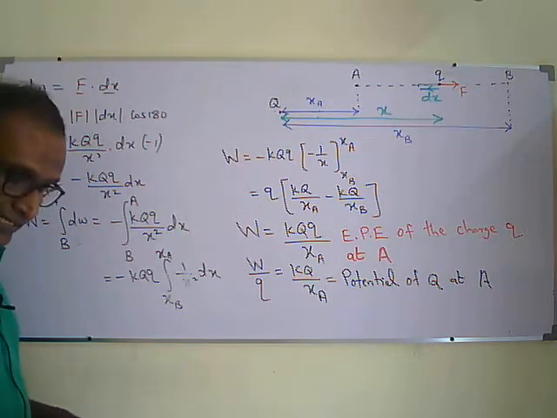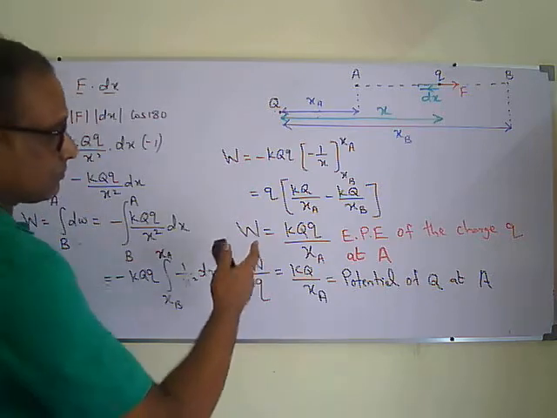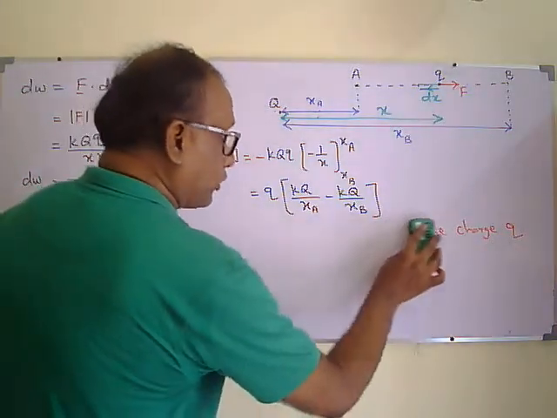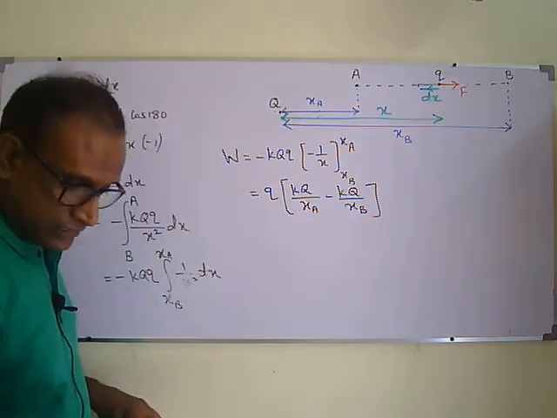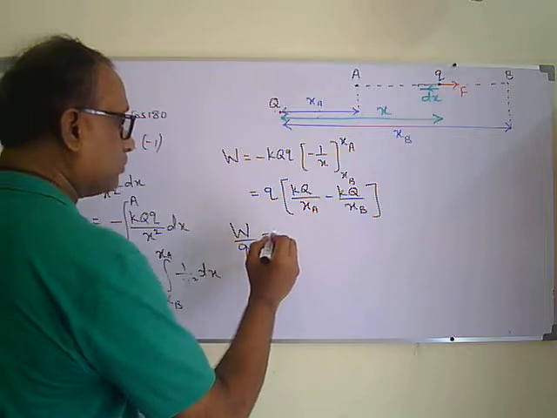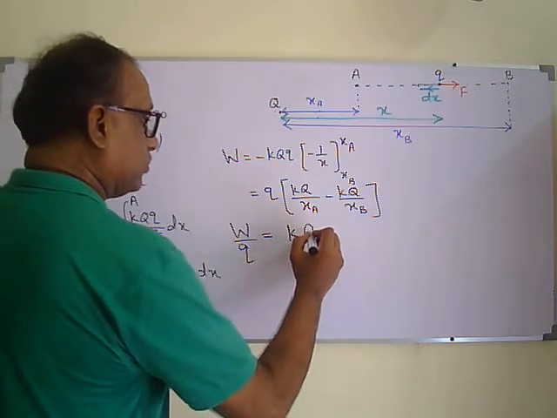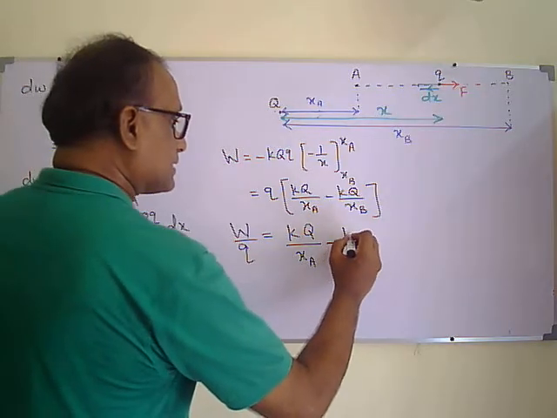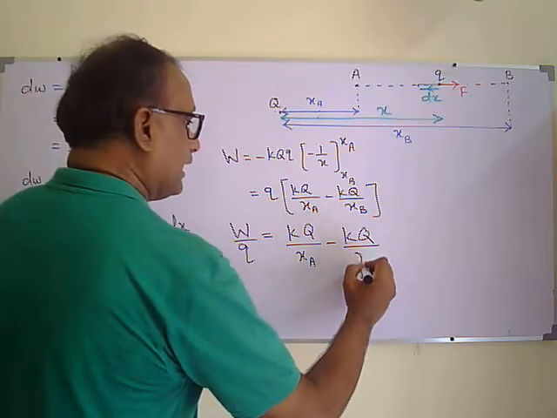So if I consider this equation again, you understood about the potential energy. Now I'm going to use this equation again, that is W over Q is equal to KQ over XA minus KQ over XB.